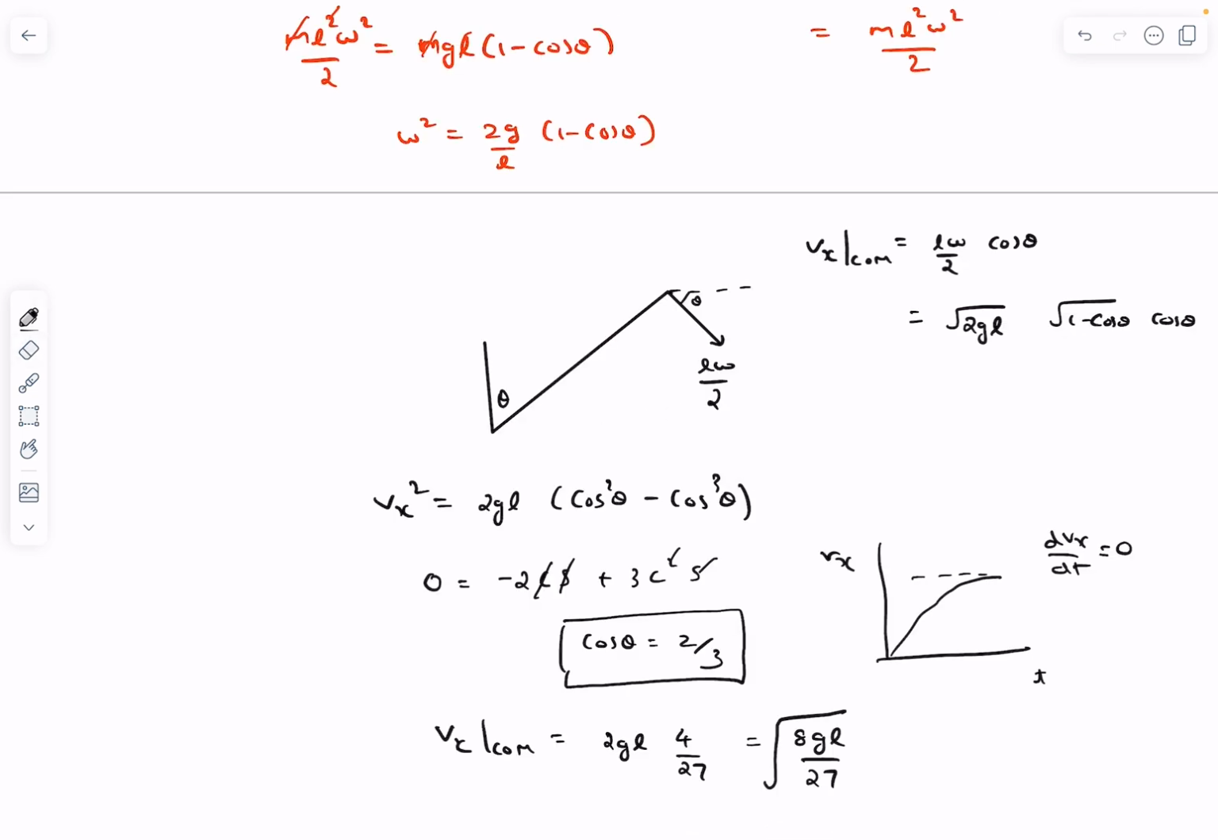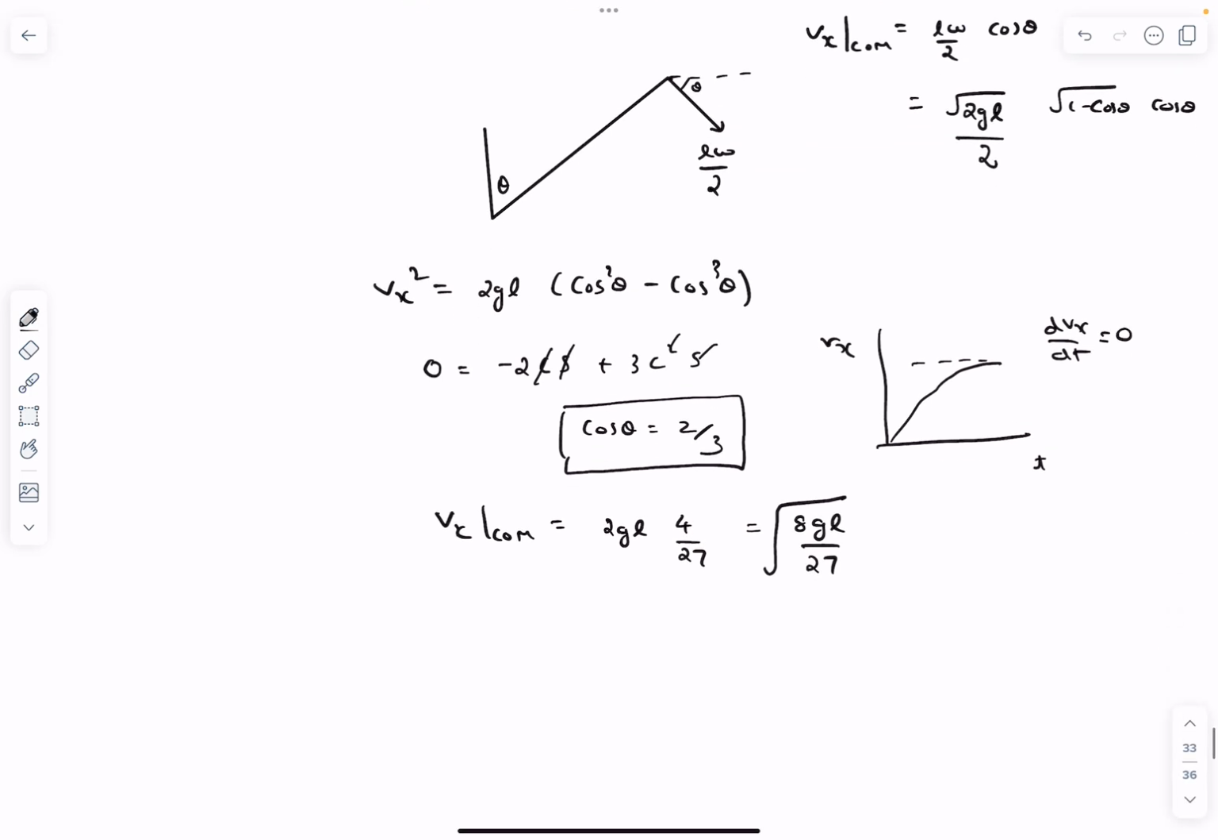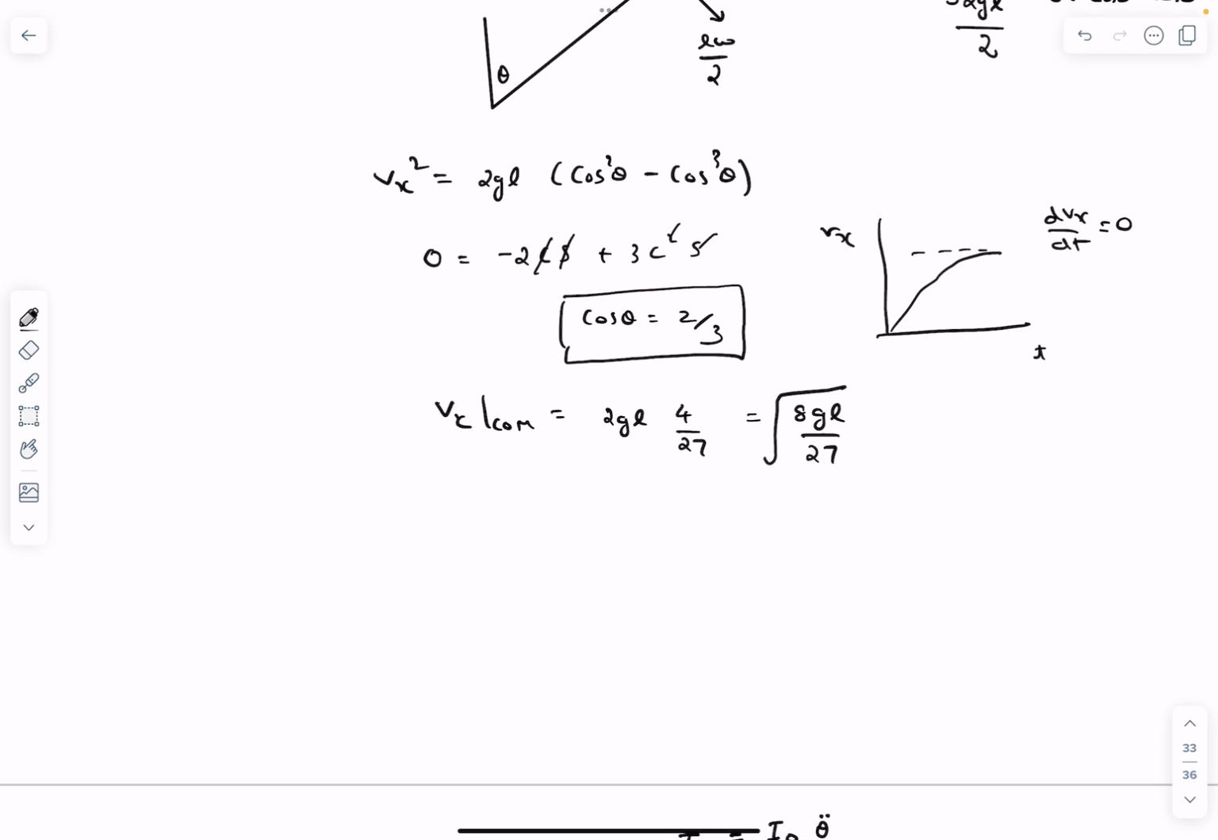So yeah, I made a slight calculation mistake, guys. So here there was L omega by 2, and I forgot to divide by 2. Okay. So basically we'll just have to divide everything by 2. So basically Vx of the center of mass just becomes root of 2gl divided by 27.